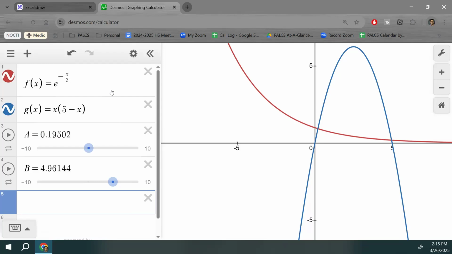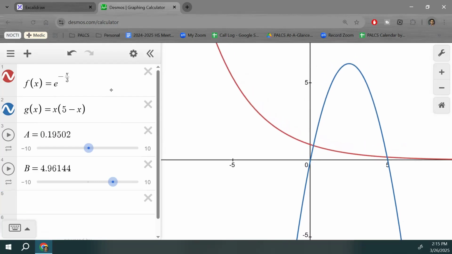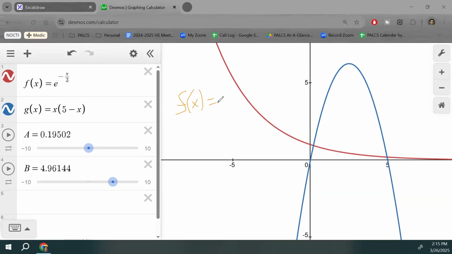If you were showing work, what you would have to do is write f of x equals g of x, and then x equals a equals 0.19502, and x equals b equals 4.96144. So that's how you would show your work for that.